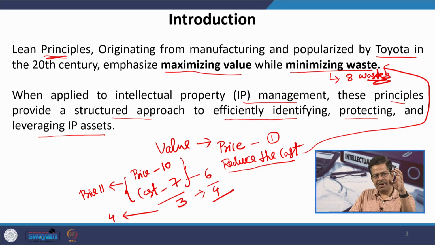Now, if I have a particular R&D budget, out of that R&D budget, I need to use that budget only in those activities which are value adding activities. If I spend my budget in those activities which are not going to add value to my IP portfolio, this is against the idea of lean principles. So, this is just one simple example of how IP management can intersect with lean activities.